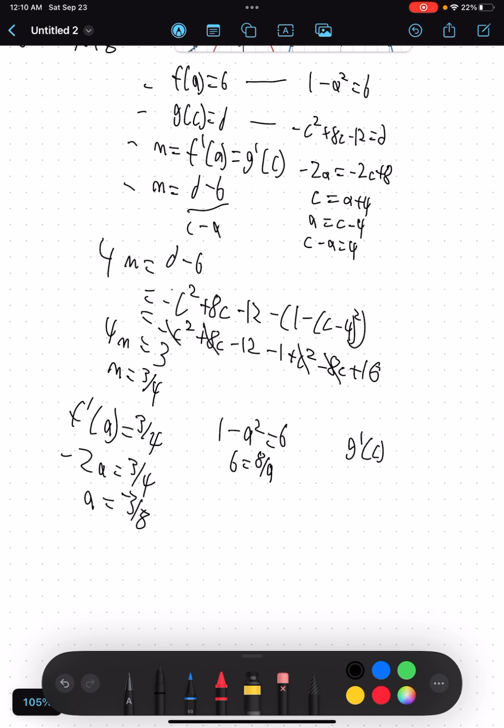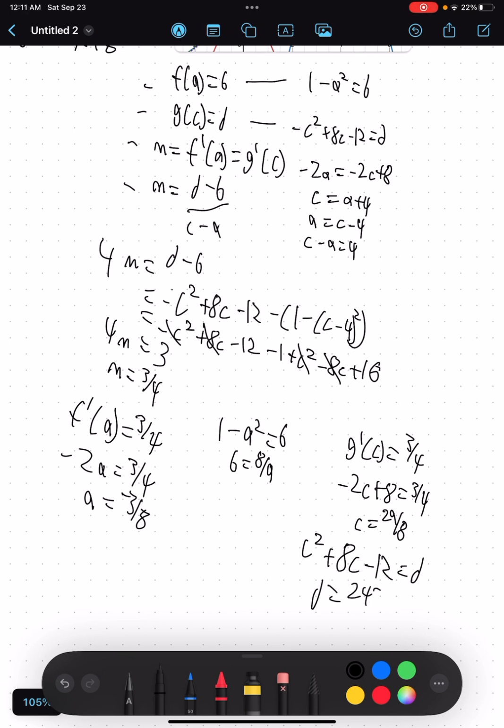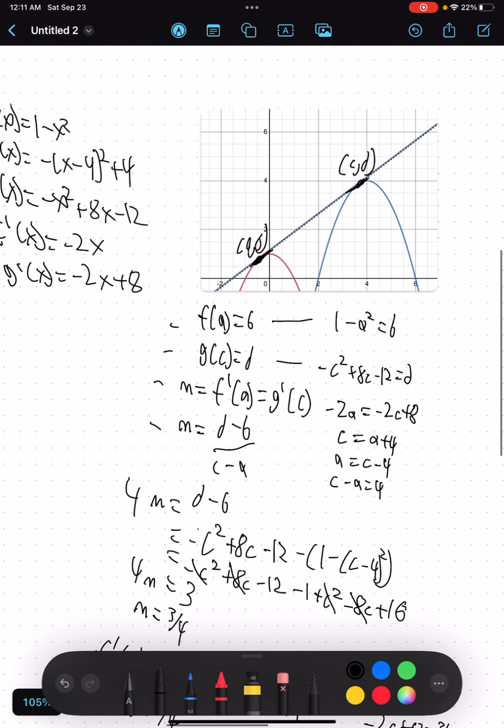Then we do the same thing with g prime of c is equal to m, which is going to be equal to 3/4. And then so negative 2c plus 8 is equal to 3/4. And then that works out to c is equal to 29/8. And then you plug into the equation. This one is kind of painful. Negative c squared plus 8c minus 12 is equal to d, once you plug in 29/8 in here, you get d is equal to 247/64.